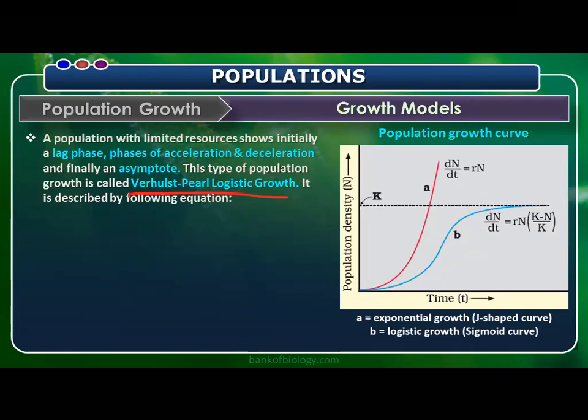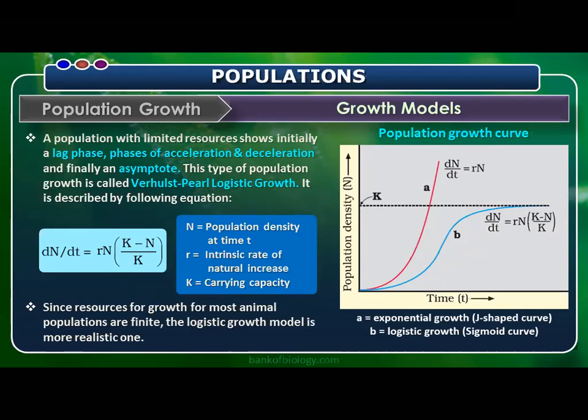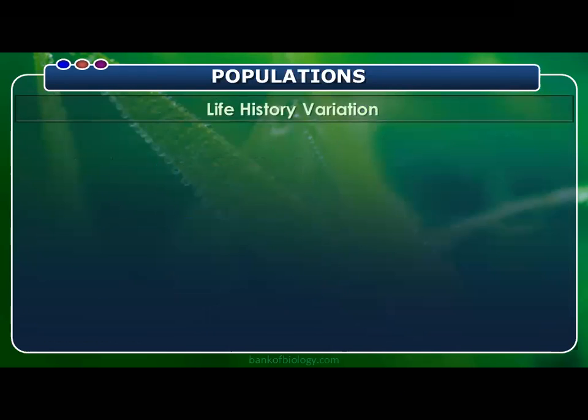Verhulst-Pearl logistic growth curve. It is described by the following equation: dN/dt equal to rN into (K minus N) by K. Very, very important. N equal to population density at time t, r equal to intrinsic rate of natural increase, K equal to carrying capacity. Since resources for growth for most animal populations are finite, the logistic growth model is the more realistic one. This is the realistic one. This is the hypothetical one. The J shape growing on like that is not at all possible. That can show the representation of Darwin's overproduction hypothetical view.